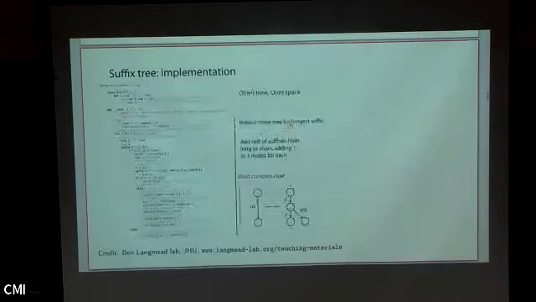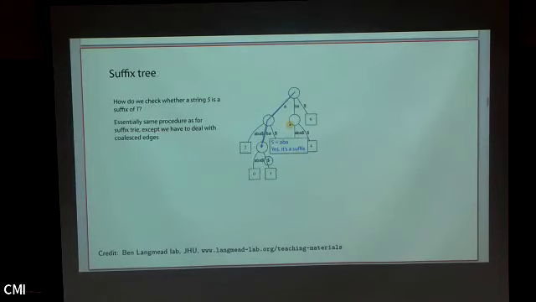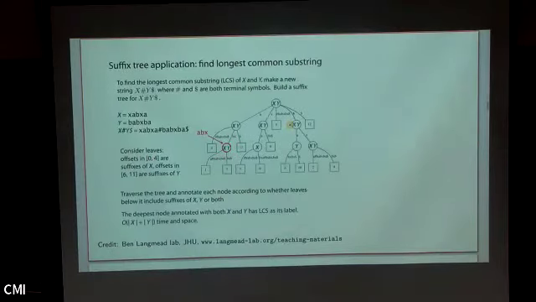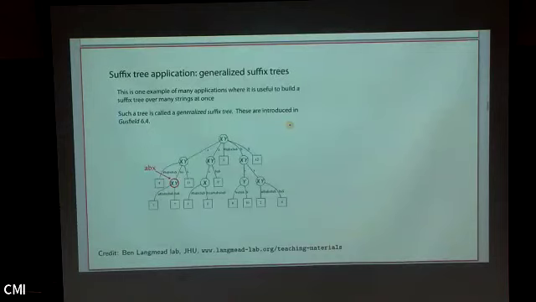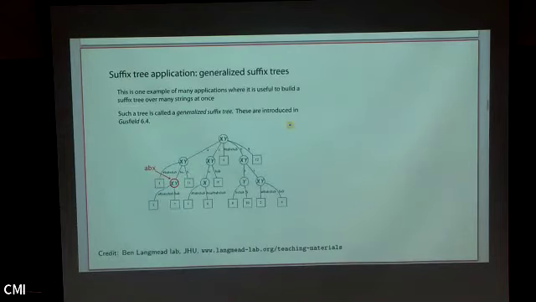The building part is where you can make this contribution. And there are many applications for this. So you can find longest common substring. The generalized suffix tree is where you can store 2 strings. And the way you do that is you have 2 terminal characters.